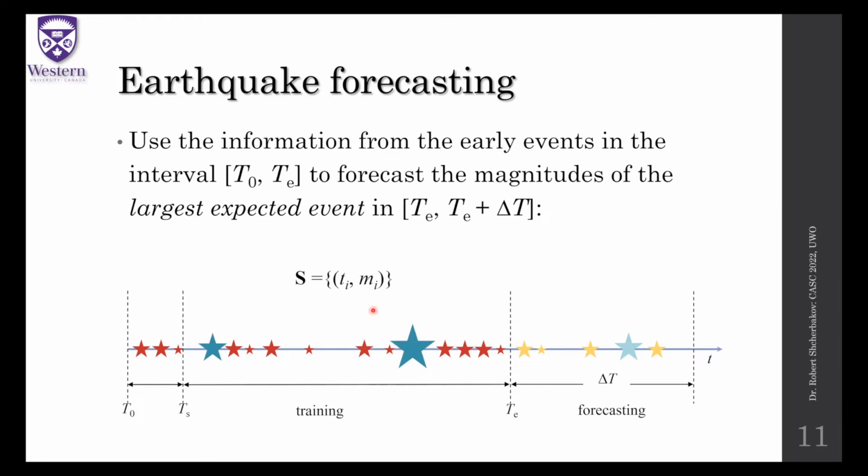We can use that information and ask what we can tell from that training time interval if we look into the future. During this delta T forecasting time interval, can we compute the probability for the occurrence of the largest event? Typically that forecasting time interval can be several days, maybe a week, or a month, or you can even have long-term forecasting. But today I'll concentrate mostly on short-term forecasting. So if we observe some previous events, we compute the probabilities for the occurrence of those largest events during the next, say, 7 days or so.